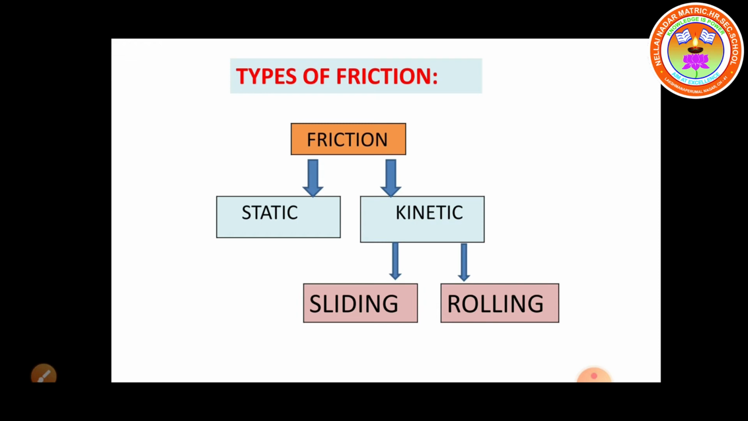Next we are going to move on to the types of friction. Friction is classified into two basic types. One is static friction and second one is kinetic friction. Kinetic friction is further classified into two types. One is sliding friction and next one is rolling friction. So what are the types of friction? Friction is classified into two basic types, static and kinetic. And kinetic friction can be further classified into two, sliding friction and rolling friction.